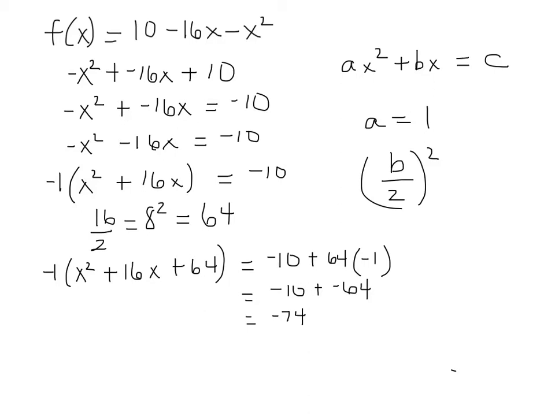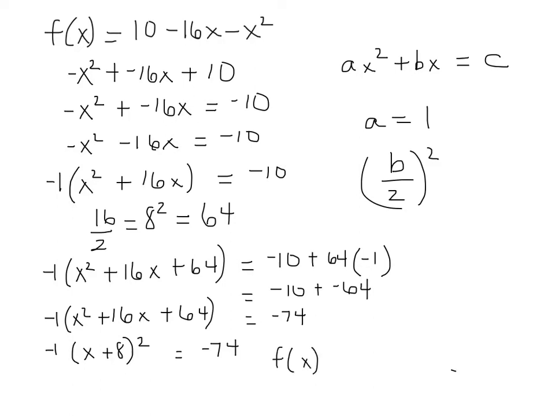Okay, on the left-hand side, I still have negative 1 times x squared plus 16x plus 64. My next step is to factor the left side in the parentheses, and the perfect square trinomial factors into x plus 8 quantity squared, equals my negative 74. Finally, my last step is to take the negative 74 back over to the left, and so my function is going to be f of x equals negative 1 parenthesis x plus 8 quantity squared plus 74.